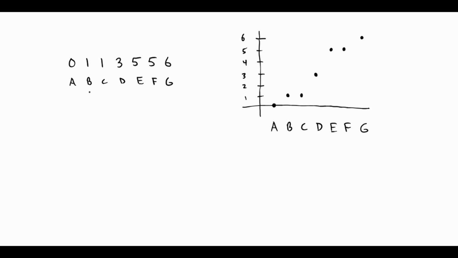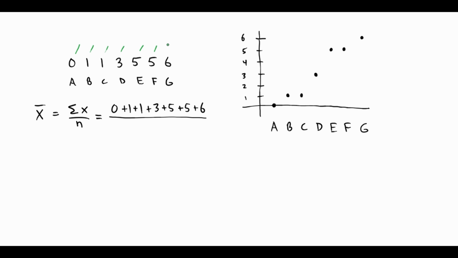Now we want to find the mean of our data set, which is X bar. So X bar has the formula sigma X over N. So we just have to add them all up, and then divide by N, which is, let's see, there's 1, 2, 3, 4, 5, 6, 7 data pieces. So we see that N is 7. That gives us a mean of 3.